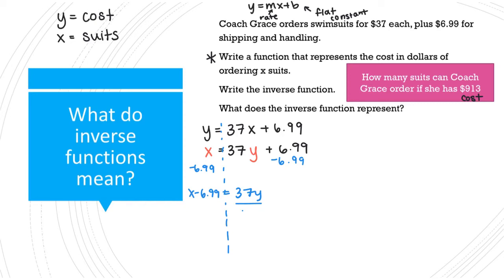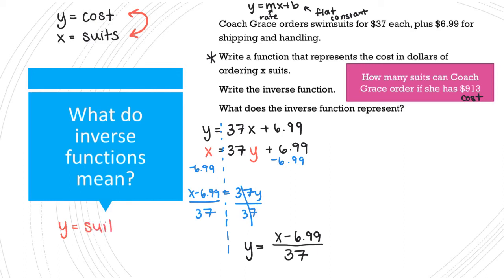All right, and then I'm going to divide by 37 in order to get the y by itself. So I'm going to rewrite that a little bit nicer. I'm going to write y equals (x minus 699) divided by 37. What we do when we make an inverse function is we switch what our variables are. So what I have now done is I have said that my y now represents how many suits I'm buying, and my x represents the cost.